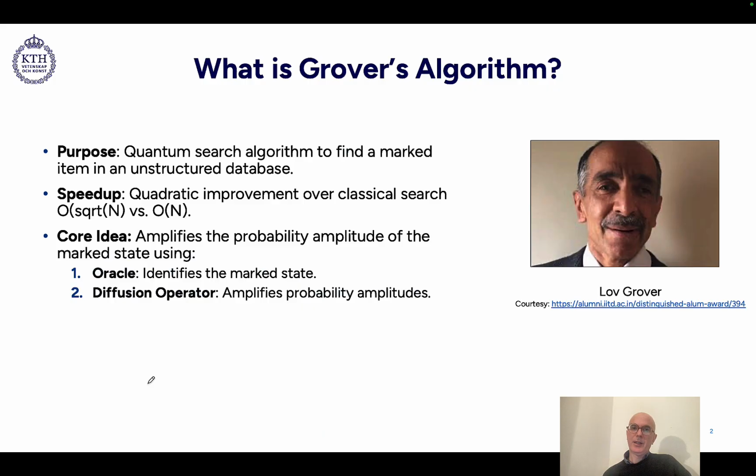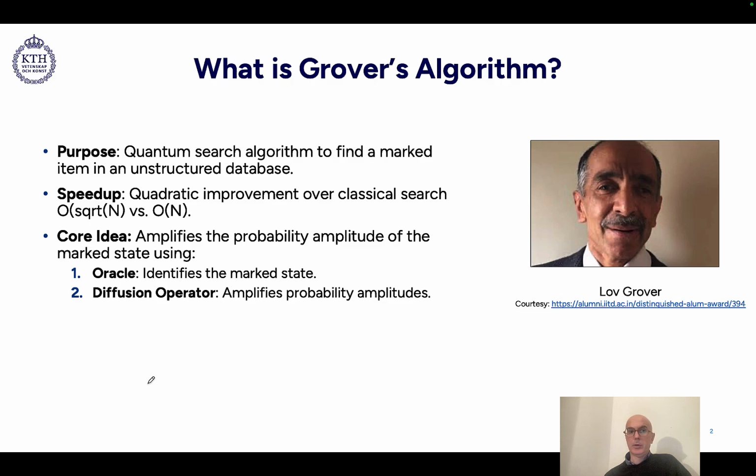So what is Grover's algorithm? Well, the main purpose of Grover's algorithm is the so-called quantum search algorithm. Given a quantum state that has been marked, the algorithm allows us to detect it. So it's going to amplify the amplitude of the quantum state that has been marked. So when we measure, the probability of measuring the marked state will be maximum. So this algorithm provides a quadratic improvement over classical search.